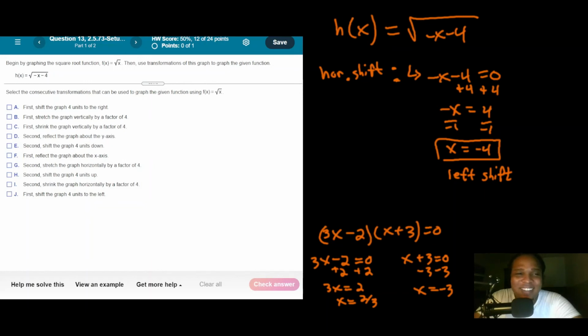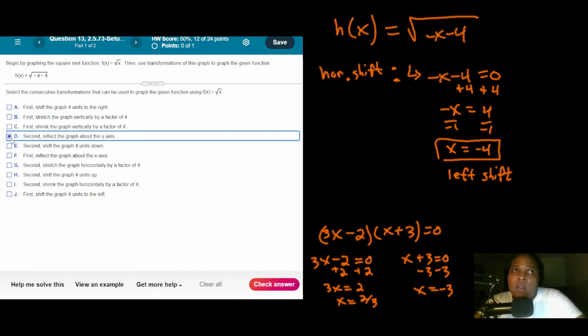Anyway, do we still have a reflection? Yeah, whenever you have a negative in front of your x, that's always going to be a reflection. The opposite letter of x is y, so that's a reflection across your y-axis. Oh, it's saying, what do we do first? Do we shift first and then reflect, or do we reflect and then shift?